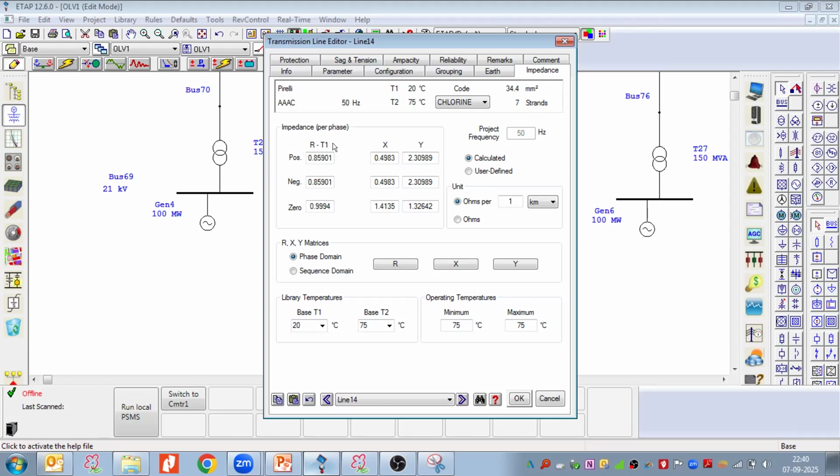One temperature we take is the base temperature of 20 degrees Celsius, and then the conductor operating temperature, like 75, 85 or 95. Based on that we get different resistance values, and we need to put those here as well. We can ask the manufacturer for these values: at 20 degrees Celsius, and at 95 or 85, what is the resistance of the conductor? They will provide it, and then we can put it here. My ETAP is an old version, so the second resistance RT2 is not showing here, but in the latest versions like 18, 19, 20, RT2 will also show over here.